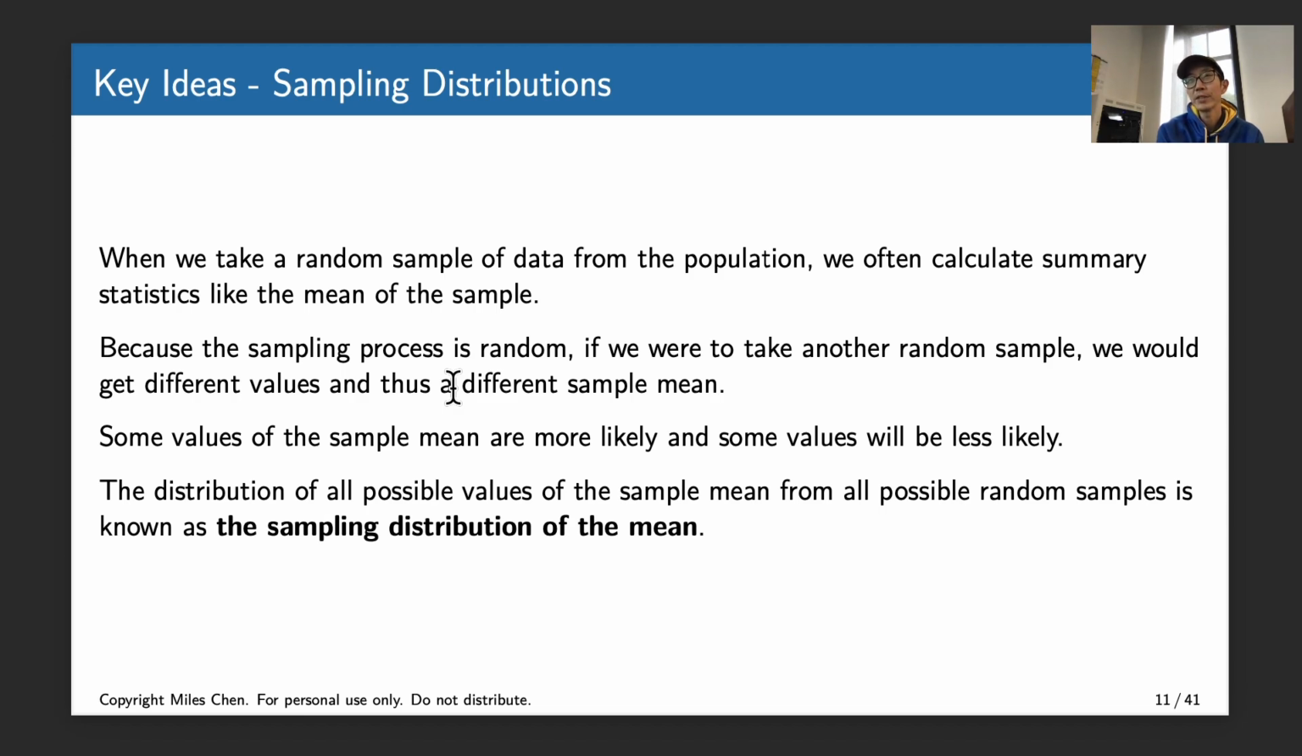And so if we plot and chart all of the different possible sample means that we get, we would get the sampling distribution of the mean. And you can get a sampling distribution for any sample statistic. So if you calculate the standard deviation for each sample, you would get a sampling distribution of the standard deviation. So however you want to do it.